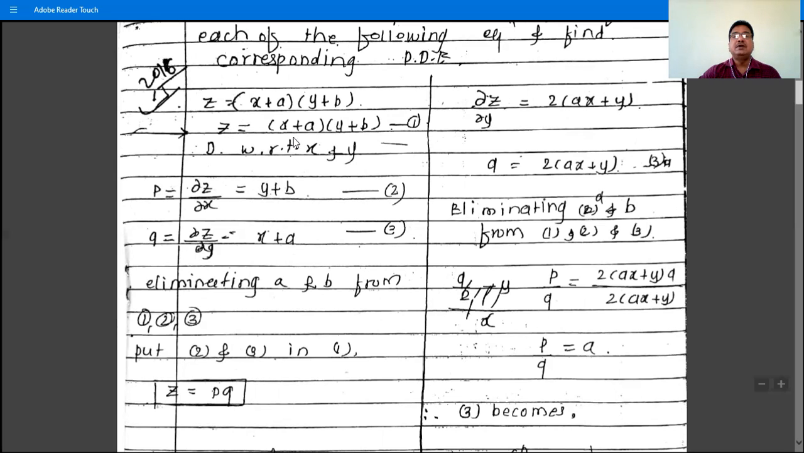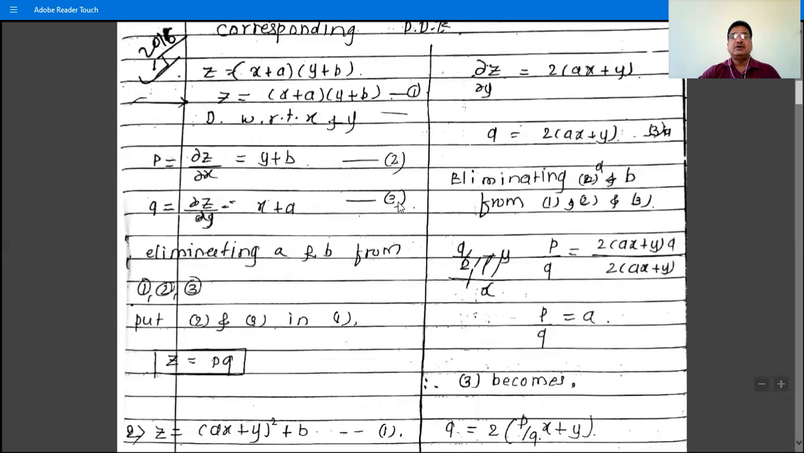So z is equal to (x plus a) into (y plus b). We differentiate with respect to x and y. So ∂z/∂x, which is small p, is equal to, with respect to x, the derivative of x is 1 and the derivative of a is 0, and y plus b is constant, so p is y plus b. Then ∂z/∂y: x plus a is constant and the derivative of y plus b is 1, so q is x plus a. These are equations 2 and 3.